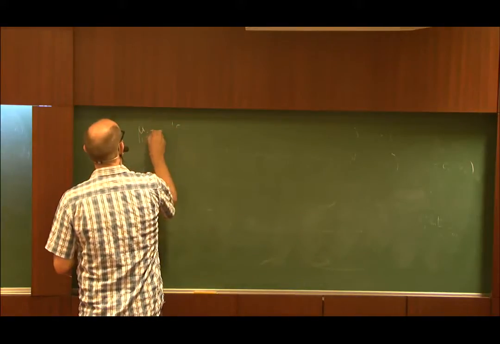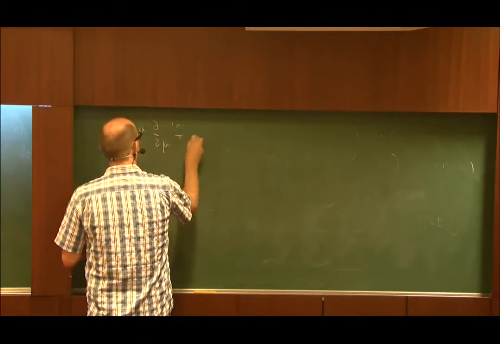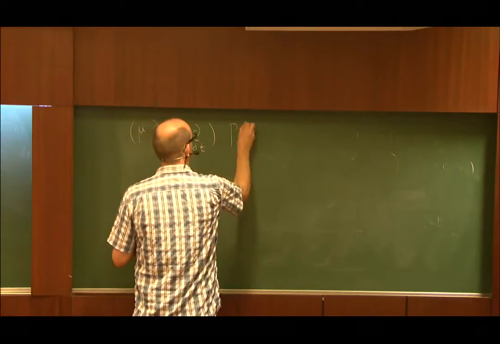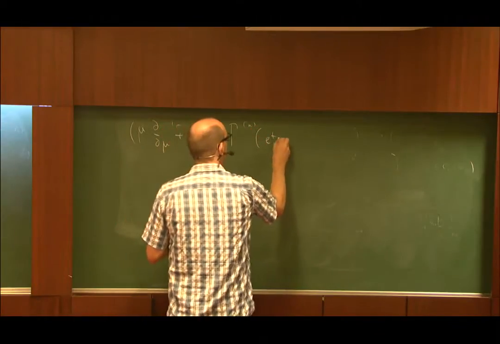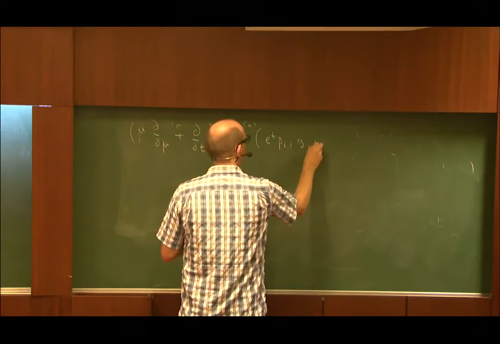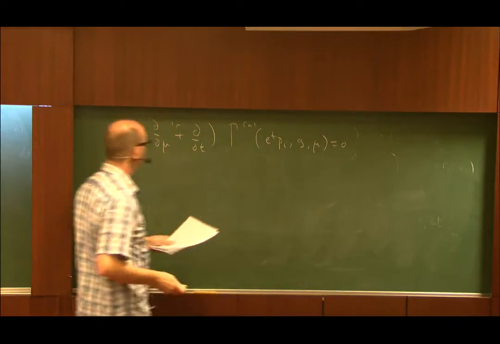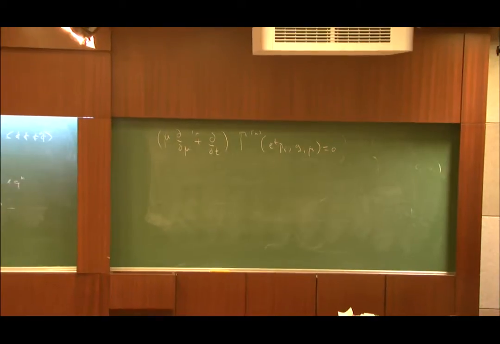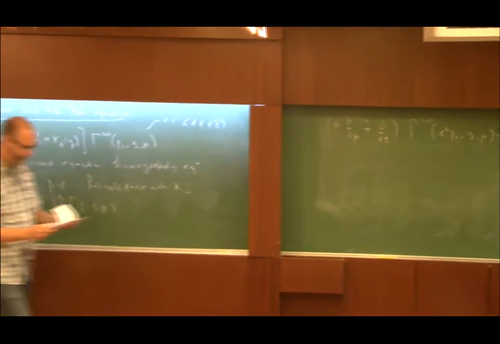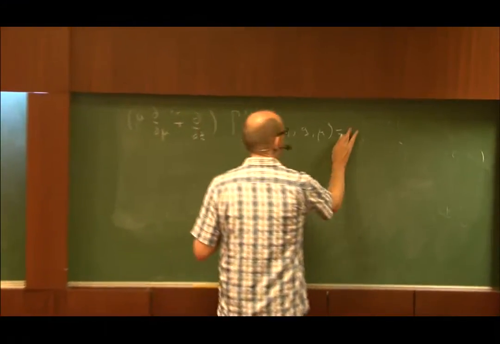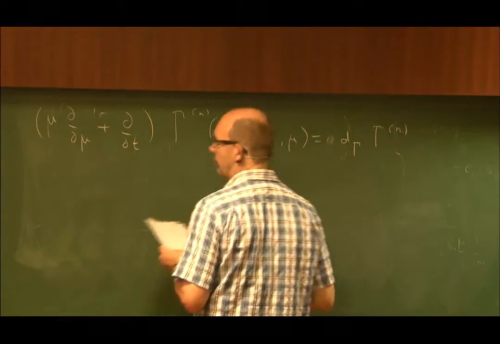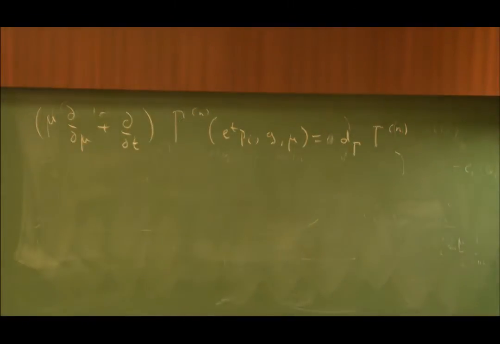You get mu dt mu plus d dt acting on gamma of n, e to the t pi, g, mu is 0. So roughly here is what happened. When you vary lambda here on the left, sorry, it's not 0, it's d gamma times gamma of n. So the right hand side is certainly easy to see.